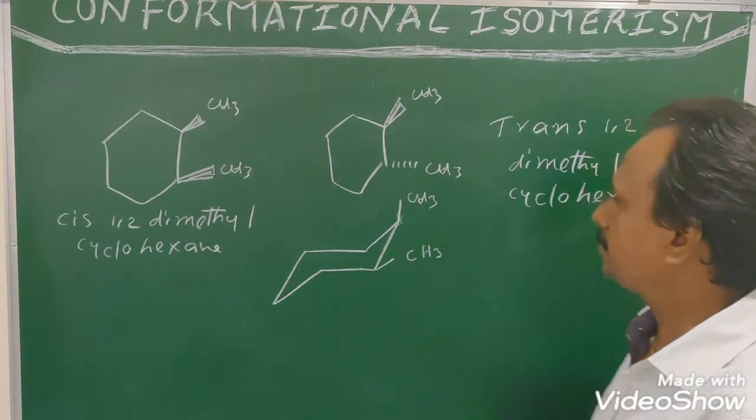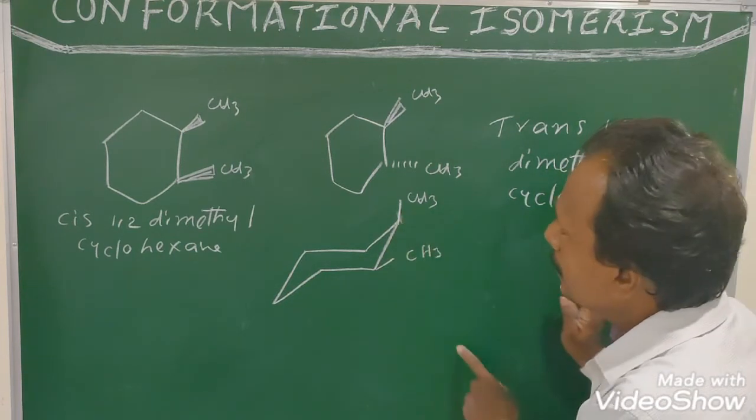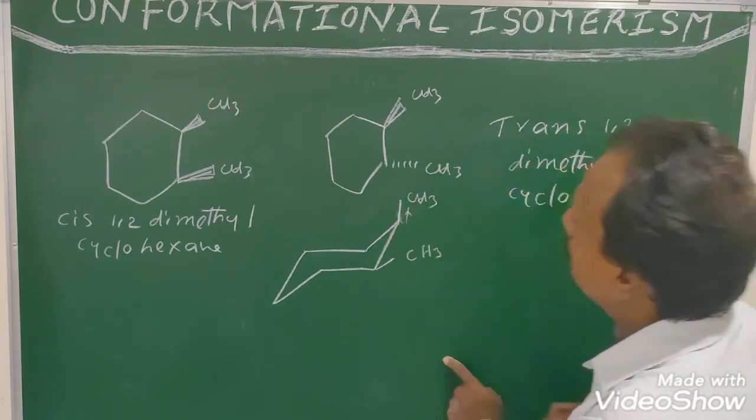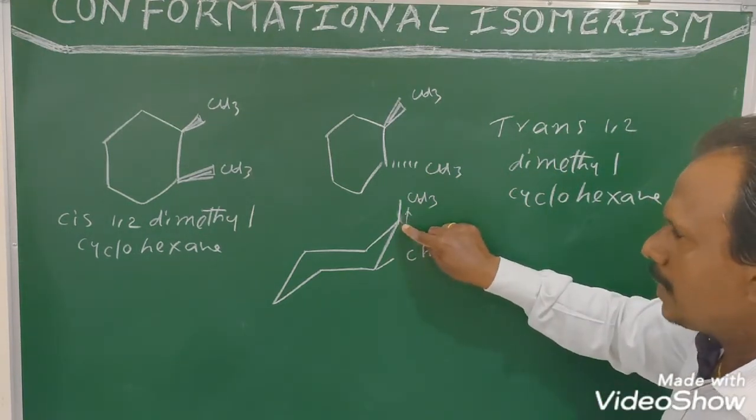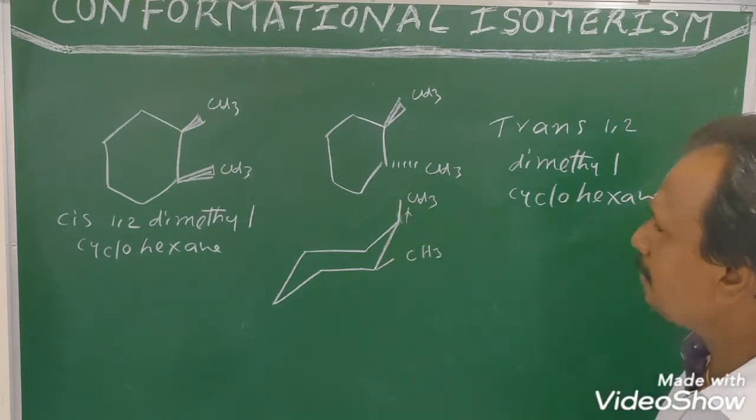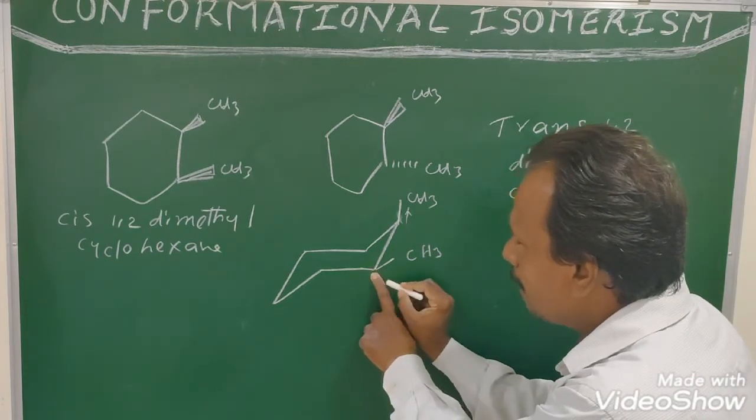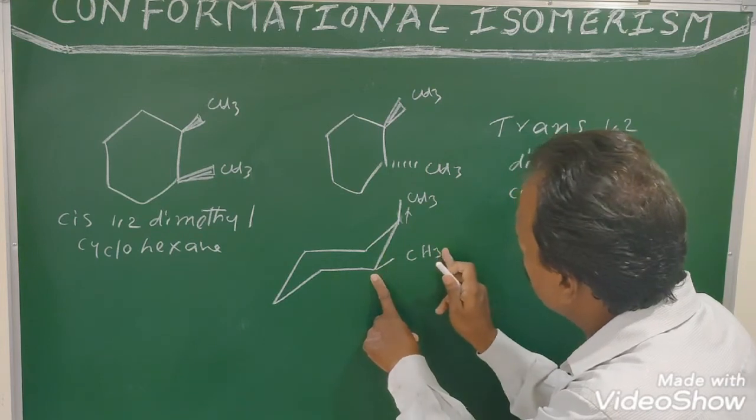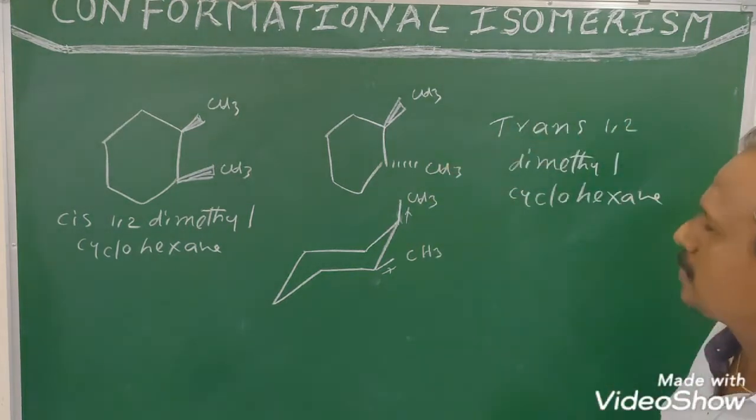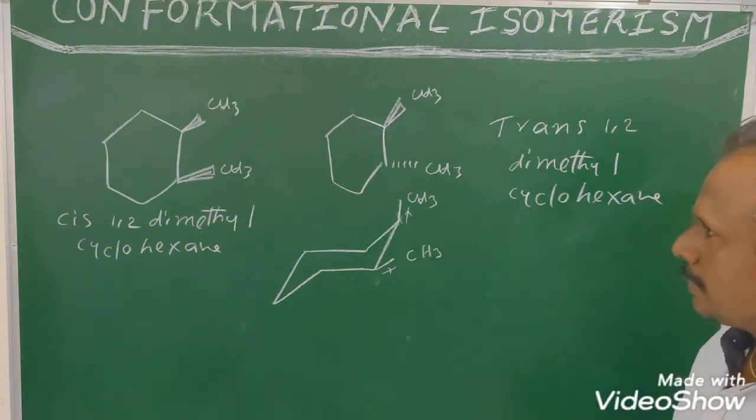A simple trick is there. Take a carbon of the cyclohexane ring and draw an arrow from that carbon to the methyl group. That is the direction of that methyl group. Next, for the other methyl group, draw an arrow from its carbon of the cyclohexane to the substituent. Both arrows are in the same direction, so it is cis. So this is the one chair simple trick.